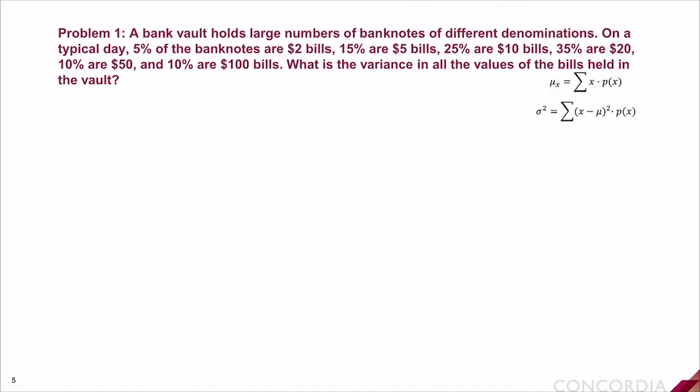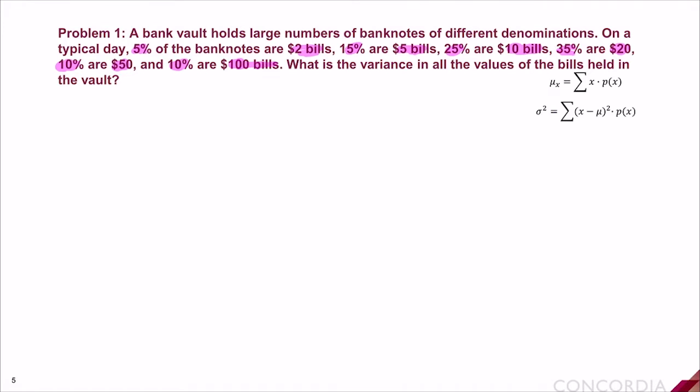Before we begin, let's highlight the important information the problem gives us. It tells us that 5% are $2 bills, 15% are $5 bills, 25% are $10 bills, 35% are $20 bills, 10% are $50 bills, 10% are $100 bills.